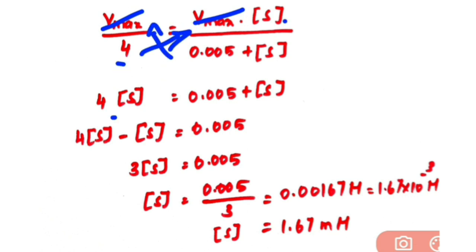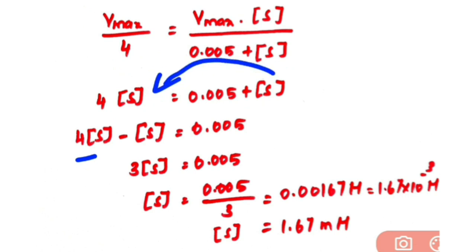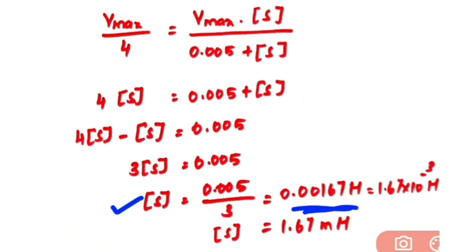4 × S is equal to, here 1, so 0.005 plus S. 4S. So the substrate concentration will come to this side. So 4S minus S is equal to 0.005. So 4S minus S is equal to 3S is equal to 0.005. S is equal to 0.005 divided by 3. So that is equal to 0.00167 molar. They are asking in millimolar. You can write this as 1.67 × 10^-3 molar. 10^-3 molar is nothing but millimolar. So the substrate concentration is equal to 1.67 millimolar.